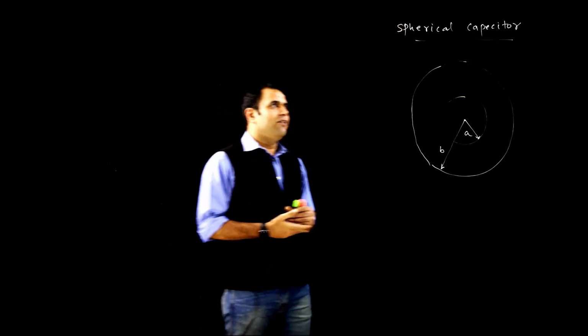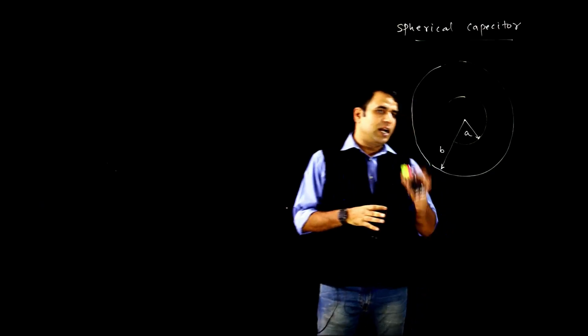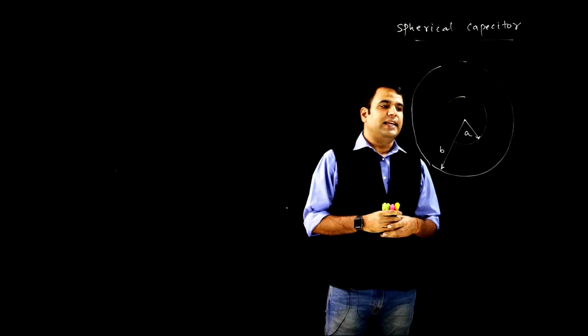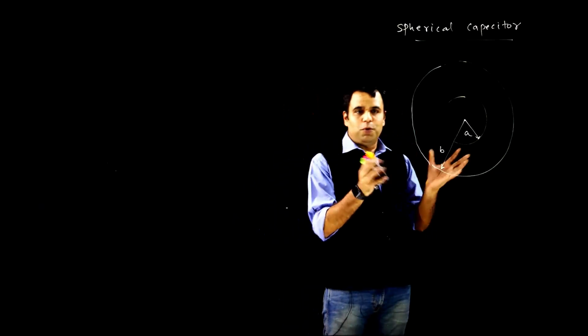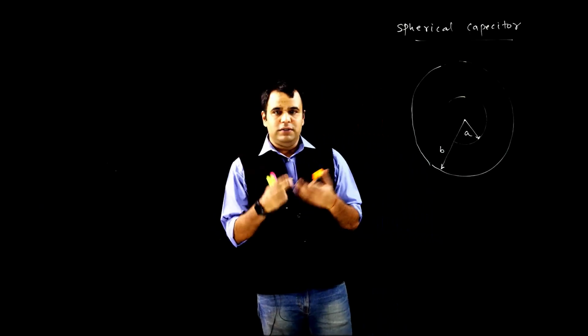Hello. Now we will calculate the capacitance of these concentric spherical shells. There are two concentric spherical shells. The inner shell has a radius A and the outer shell has a radius B. So there are basically two bodies. If I want to calculate the capacitance, it's the same thing.